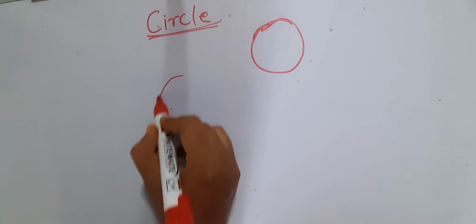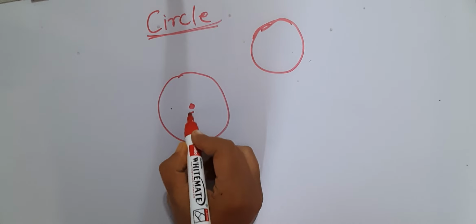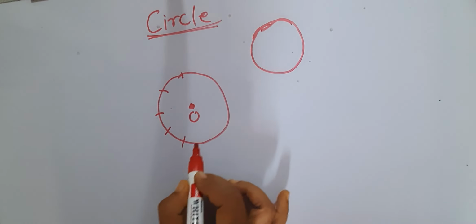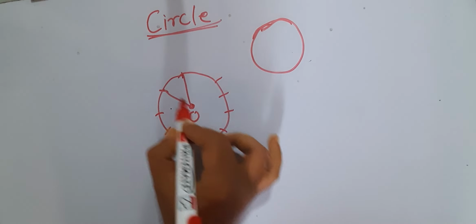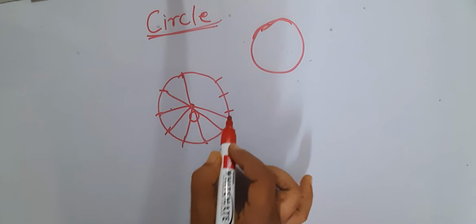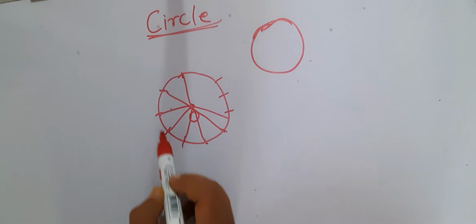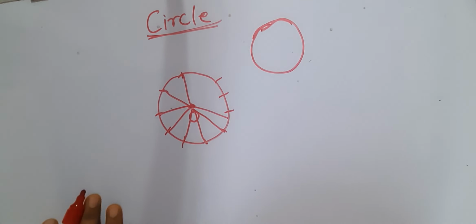So suppose this is a circle, and this is the fixed point O. Then all points on the circle, anywhere on the circle, have the same distance from the fixed point. These distances are the same. Circle is a closed curve where all points on the circle are at a fixed distance from a fixed point.